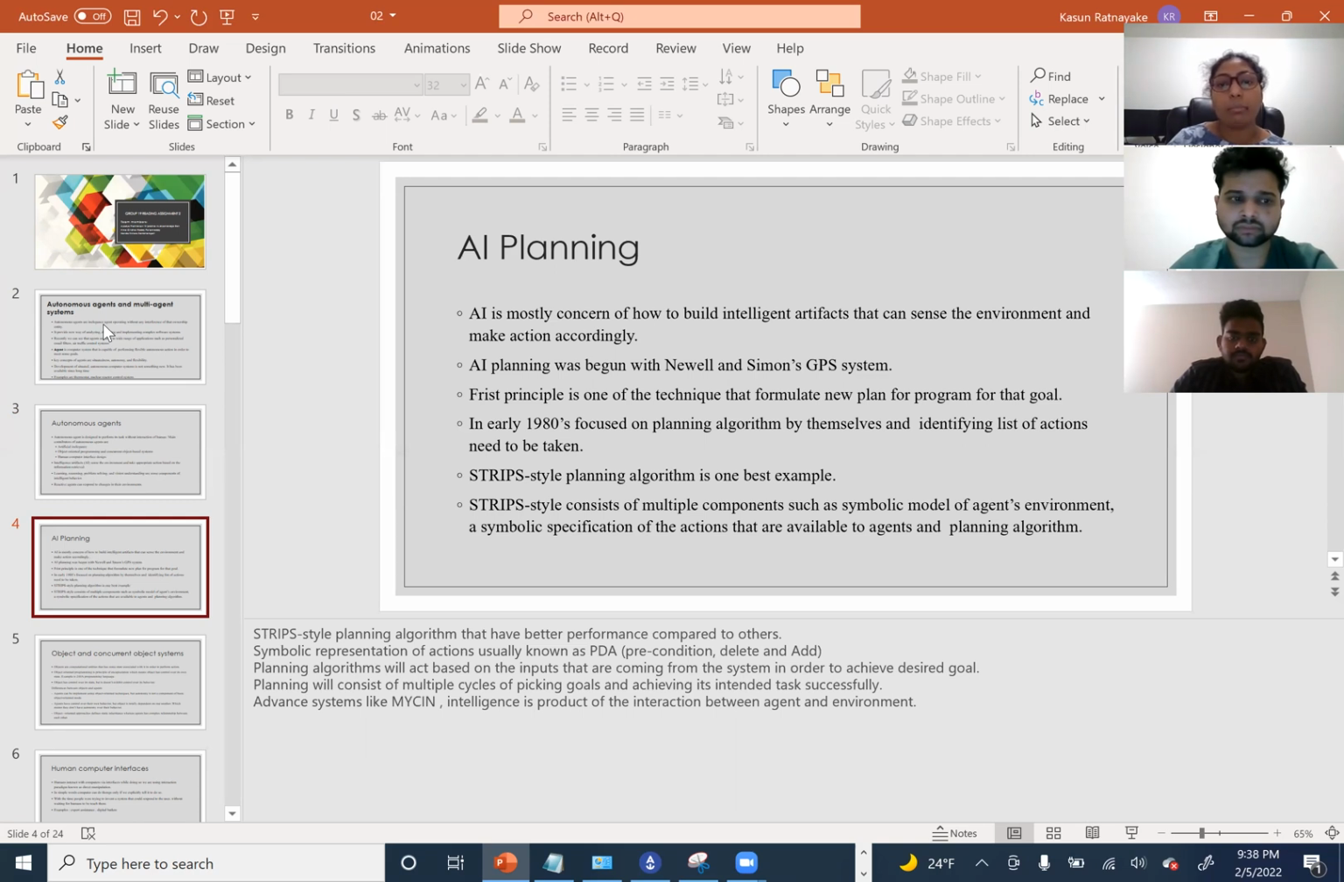In the early 1980s, work focused on planning algorithms by themselves, identifying the list of actions that need to be taken. An example is the STRIPS-style system. The STRIPS-style planning algorithm is one of the best examples. It also has multiple components, such as a symbolic model of the agent environment and a symbolic specification of actions.